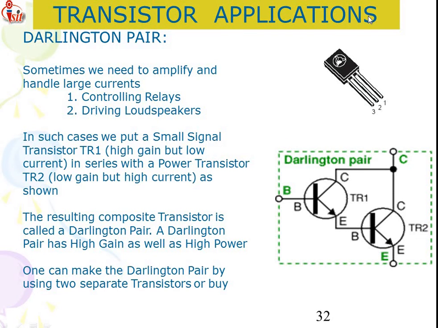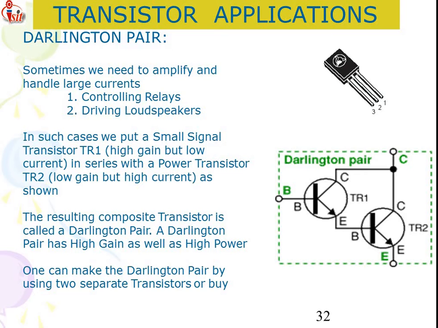Then the transistor applications. Here I have mentioned some applications related to the transistor. First one is the Darlington pair. Sometimes we need to amplify and handle large currents. For that purpose, the Darlington pair is used. Then controlling relays and driving loudspeakers are also mentioned for the Darlington pair.